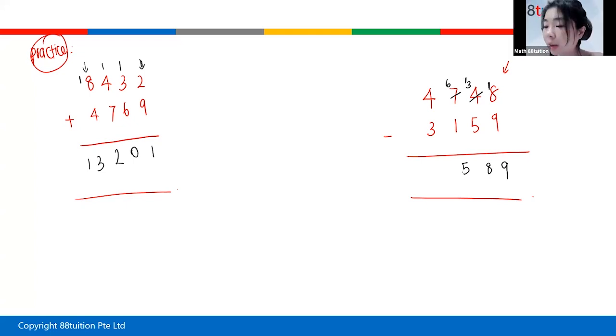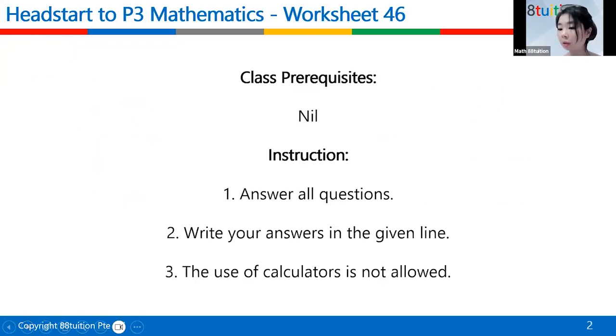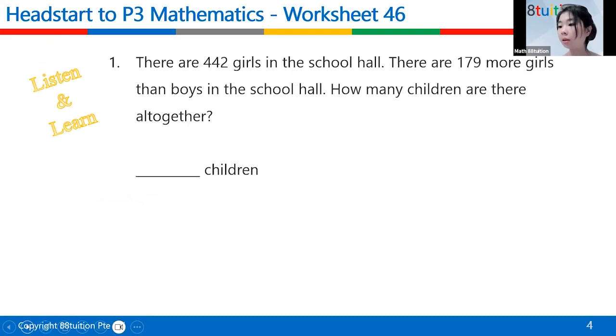So now 6 minus 1, it's 5. And the thousands place, what do I have? So 4 minus 3 is 1. Very good. So it seems that you are very familiar with your addition and subtraction. Very good. So I'll start the lesson directly.